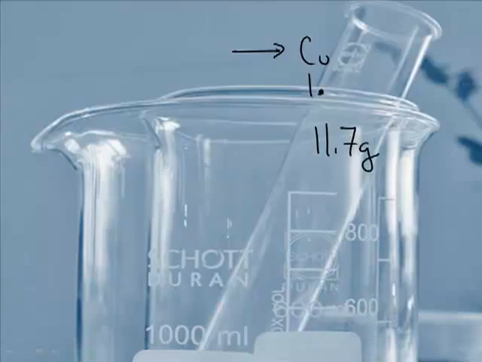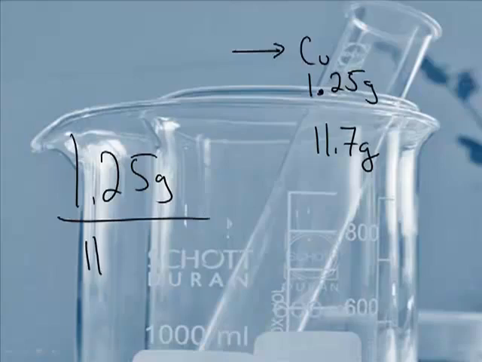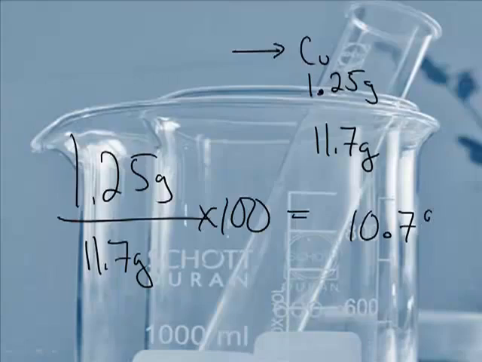But I only made 1.25 grams. Not a very good yield, really. So what would you do? Well, you take 1.25 grams divided by 11.7 grams, times 100. That's about 10.7 percent.